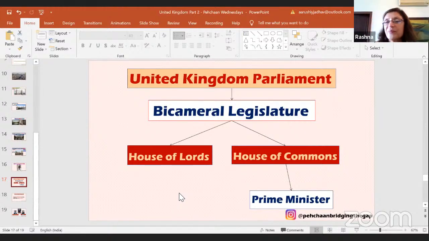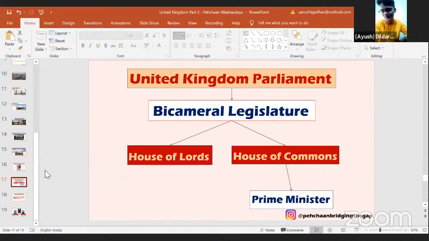Yes, Dildar. Because every person votes for them and elects them, that is why the Prime Minister is selected. Okay, Dildar. The Prime Minister is selected absolutely from everybody's votes.